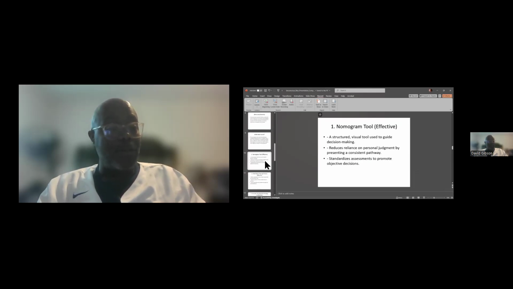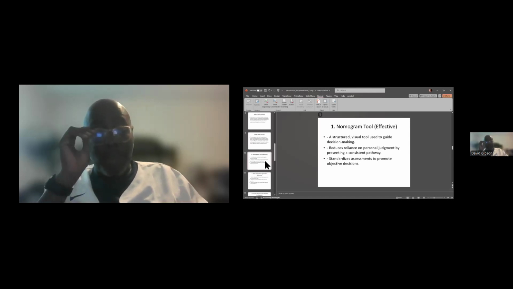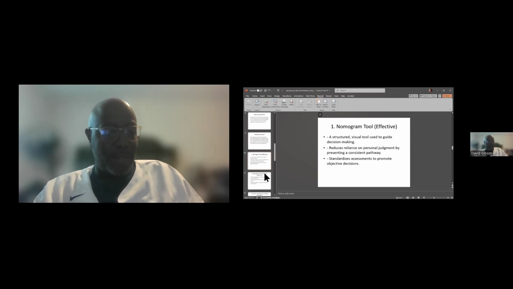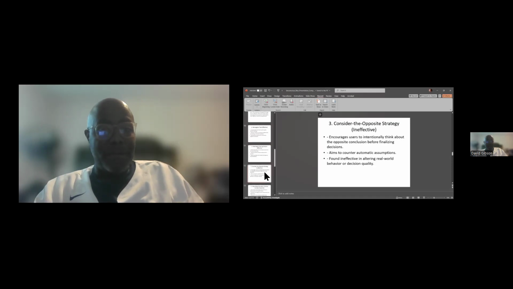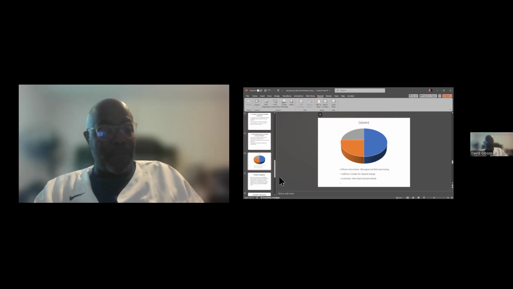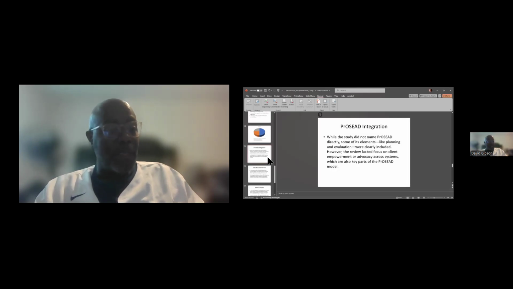And here are the tools that we're talking about. Feel free to pause while I introduce the slides. And this is the data we were left with. As you can see, the blue is the effective side, the orange is the ineffective, and the gray one is inconclusive.